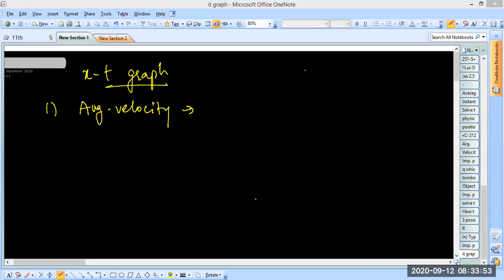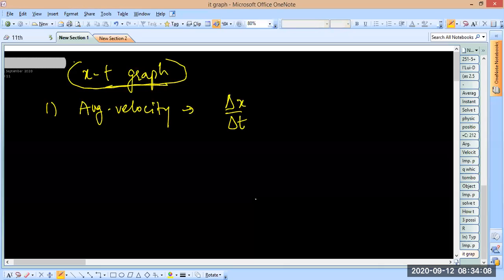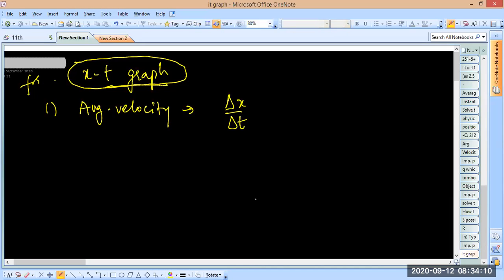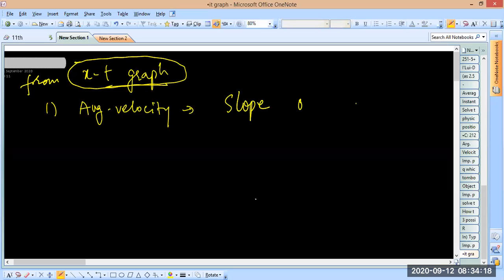People, I am not asking you for the formula of average velocity, which is delta x by delta t. That's okay. I'm asking you if you want to find the average velocity from xt graph, then although this is right, you should have said slope of chord. Not good.